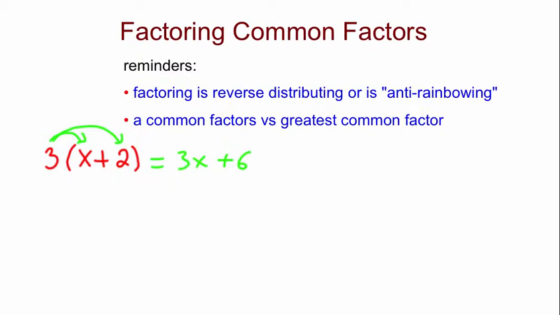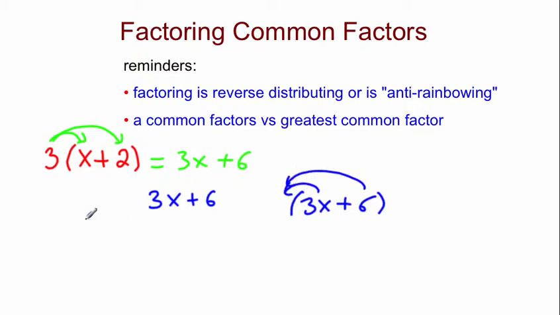Now, if we were presented originally with just 3x plus 6 and someone asked us to factor it, the question they're asking is, what could you take out of each of the two elements that would be common? Something that you would have multiplied onto each of these two pieces to get 3x plus 6. So I think of the question as, how could I anti-rainbow my 3x plus 6? What could I take out of each one that would be the same? And I begin to think, there's a 3 there and a 6, so there's something similar about the 3 and 6.